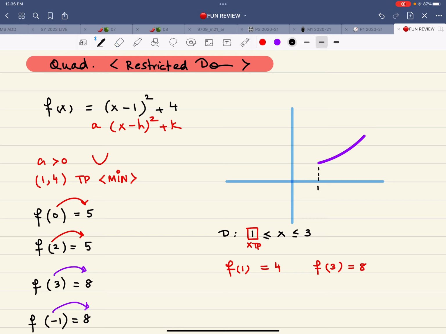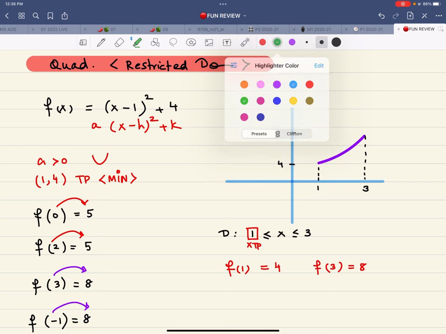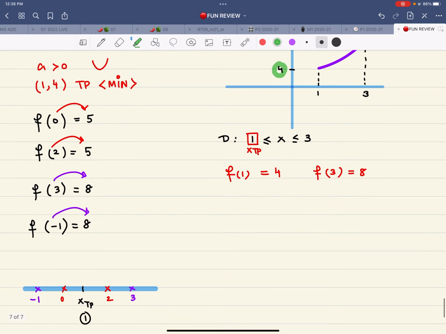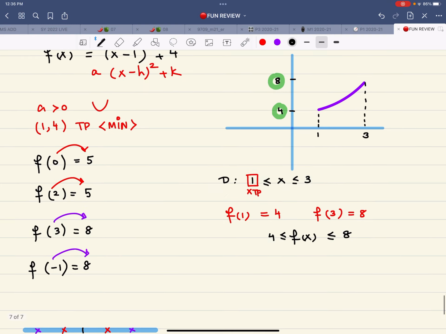And this is 3. So 1 is giving me 4 and 3 is giving me 8. So now focus on the y-axis. When you focus on the y-axis, you are looking at 8, you are looking at 4. So therefore, your range, f(x) lies between 4 and 8. Makes sense?